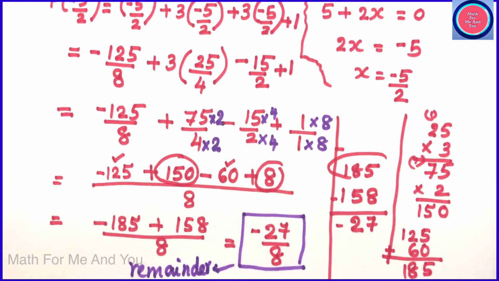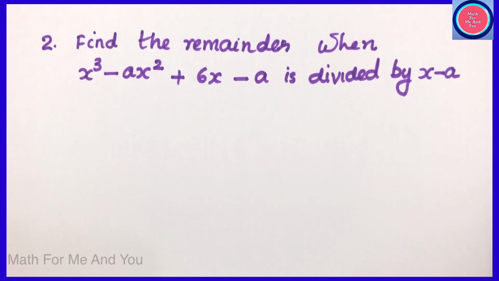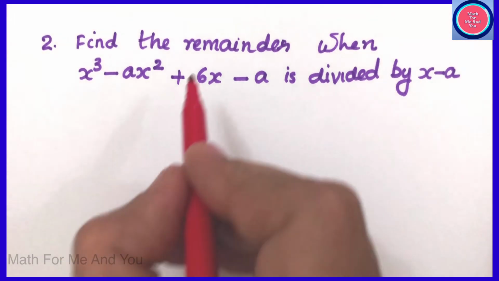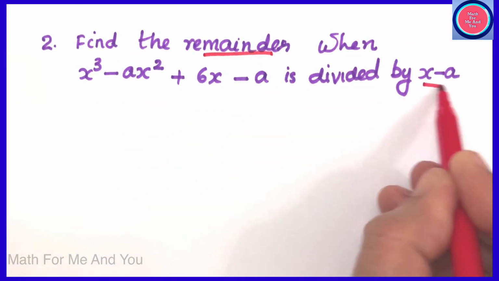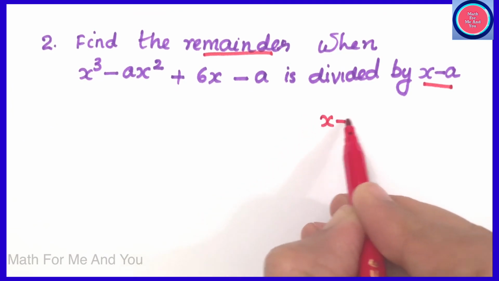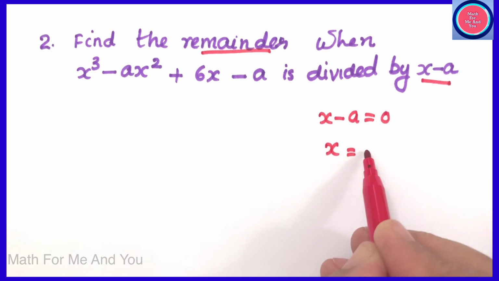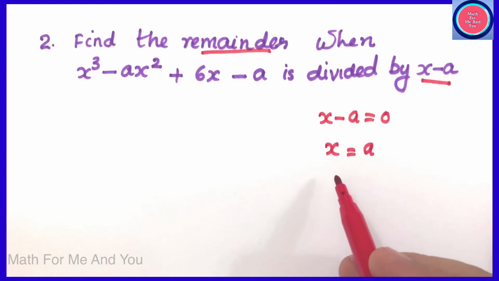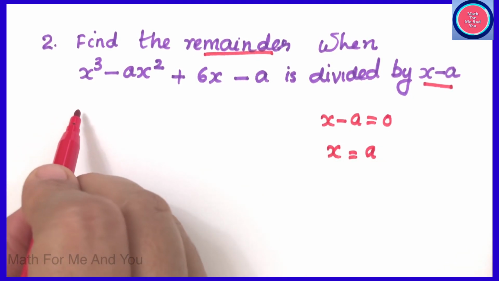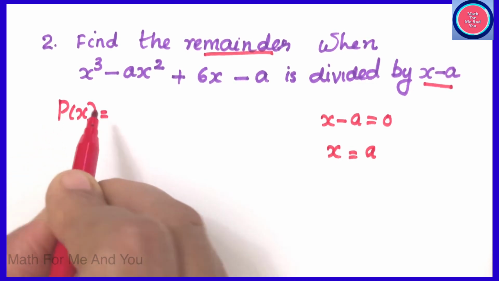Now second question. Find the remainder when x cube minus ax square plus 6x minus a is divided by x minus a. So again similar type of question. We want to find the remainder when we divide with x minus a. Take x minus a equal to 0. What is x? X equals a. Now give this value for x and find the remainder.